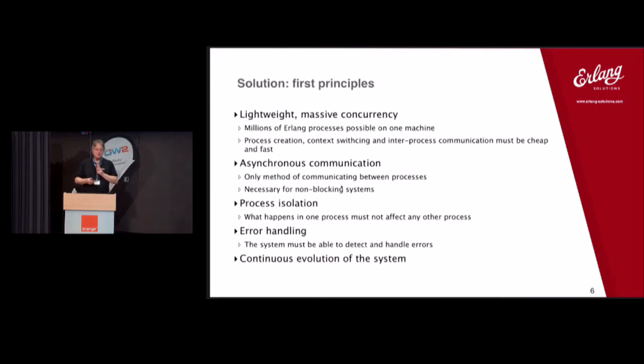Well, first principle, we need lightweight massive concurrency, asynchronous communication, process isolation, so when things crash, they wouldn't take down the rest of the system, for example, all these type of things. We need support for error handling and continuous evolution of the system. We felt concurrency and error handling were so important, you don't put them on as a library on top, you bake it into the system.